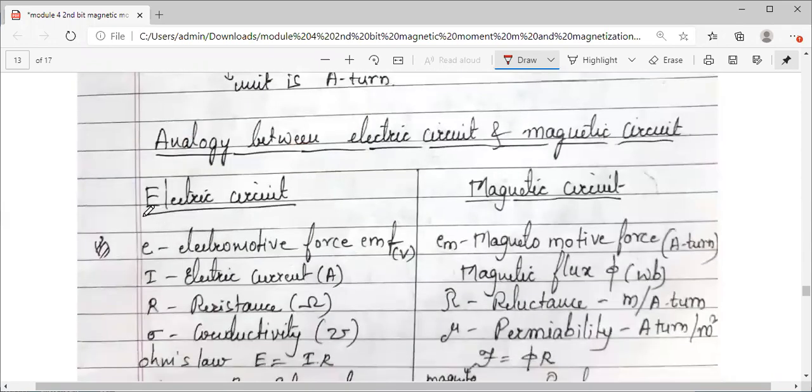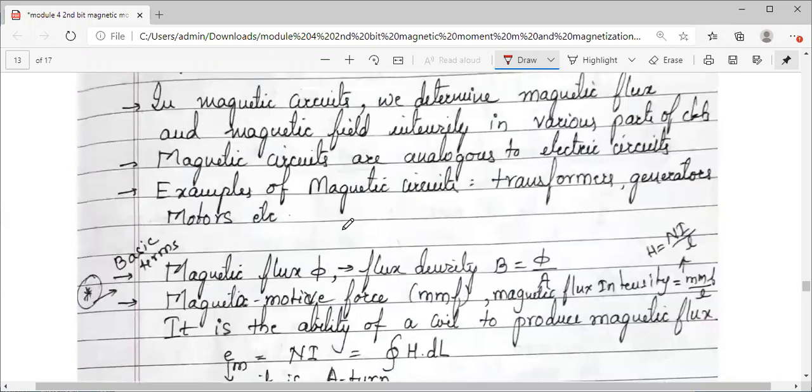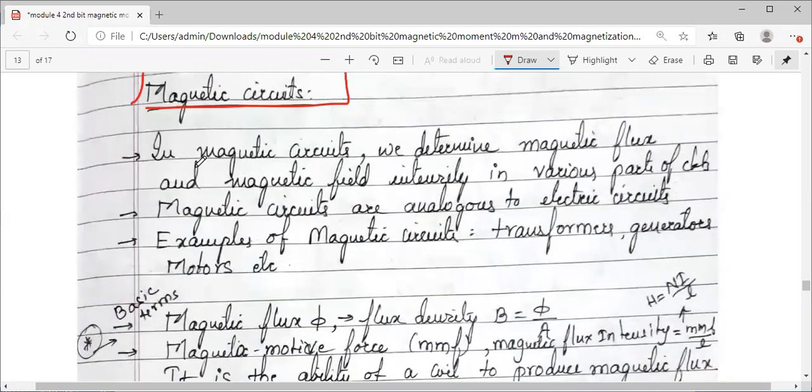Okay, we can see I have given one analogy of electrical and magnetic circuits. Before that, some terms I have just listed here. In magnetic circuits, we determine magnetic flux. हमने electrical circuits पढ़े हैं. Electric circuits we have already studied. There we find current and voltage, right? हमको V and I are very important terms there. But in magnetic circuits, magnetic flux, phi. Phi is important for us, and magnetic field intensity.